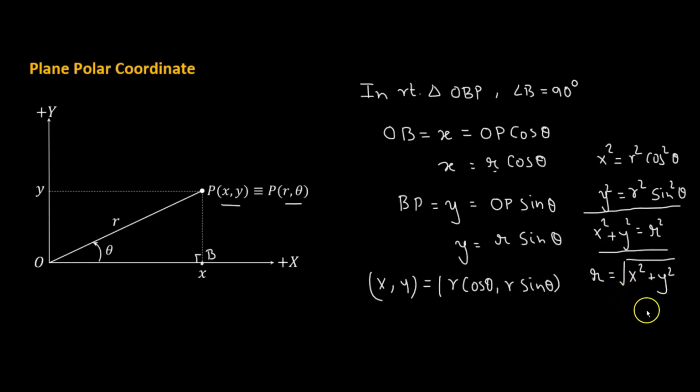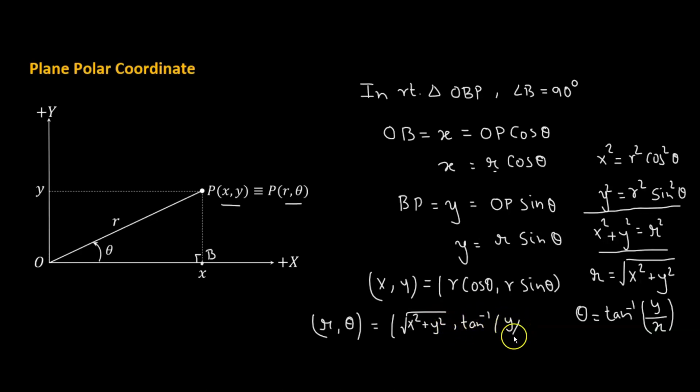Then what we can do is take the y component and divide it by the x component, and whatever ratio we get, we take the inverse tangent of that ratio, and this will give us the angle theta. So in other words, if we have the values of x and y, then we can immediately find the values of r and theta. So r and theta equal, in place of r, the square root of x squared plus y squared, and theta will be simply the tangent inverse, or the arc tangent, of y over x.